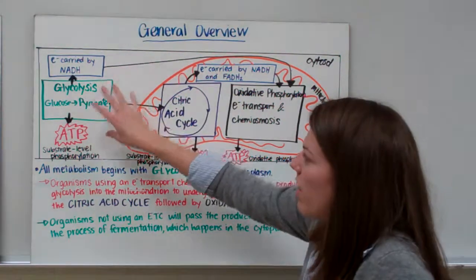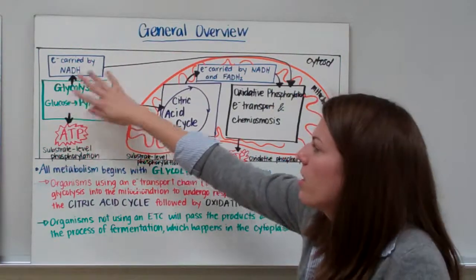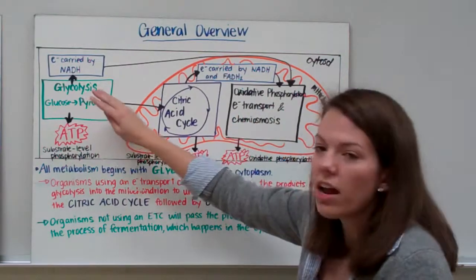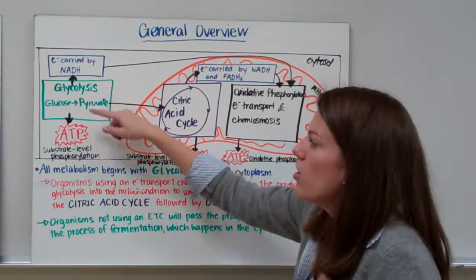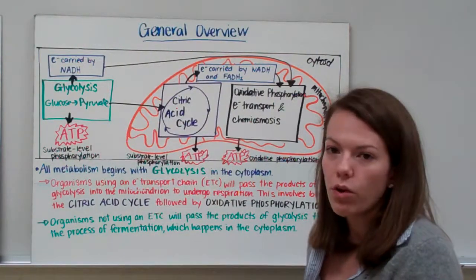So again, with glycolysis, we make something. If we have an electron transport chain, those products can enter the mitochondrion to harvest even more energy. If we do not have an electron transport chain, those products will instead enter fermentation and recycle the ingredients for glycolysis.